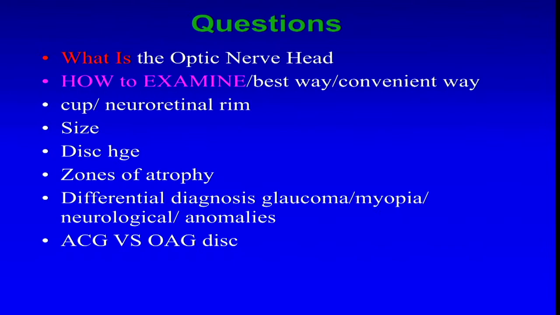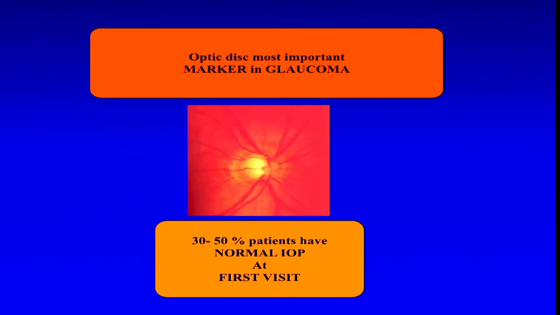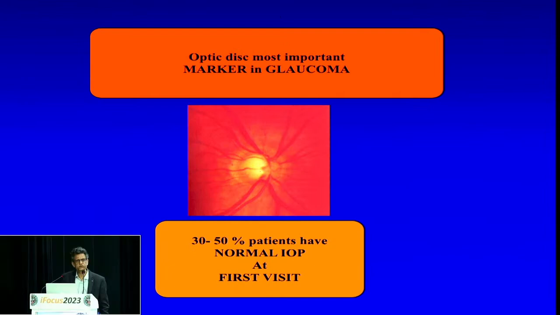What are the zones of atrophy? What is the differential diagnosis? Neurological anomalies, ACG versus OAG. These are all small, small things. Why is it important? I was asking you: why is it a very important marker?